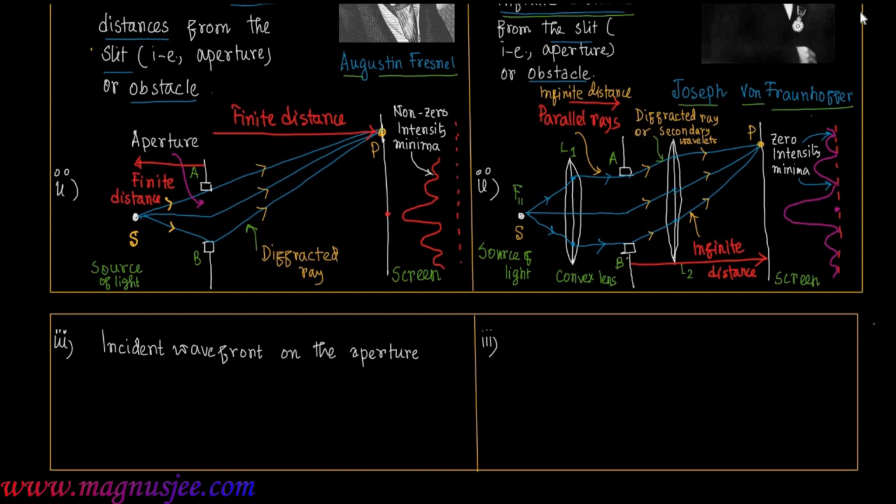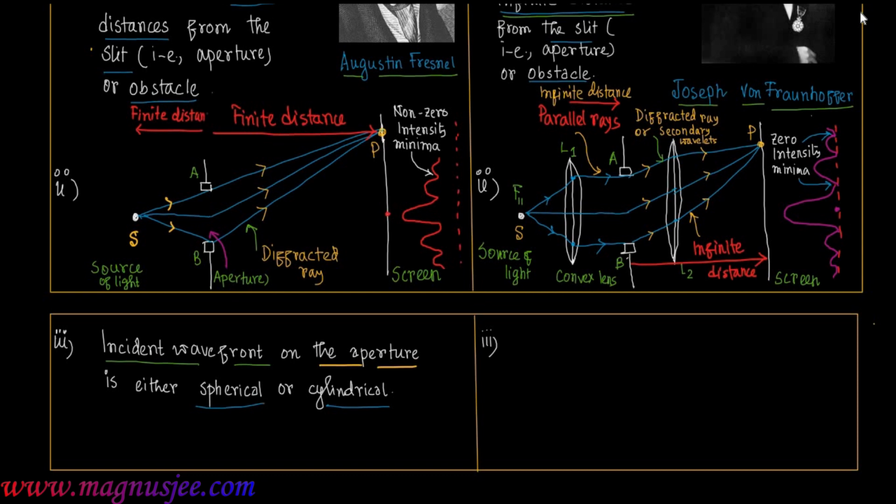on the left hand side, for Fresnel diffraction pattern, the incident wavefront on the aperture is either spherical or cylindrical. So S is the source of light and AB is the aperture, and rays are diverging from the source of light towards the aperture AB.